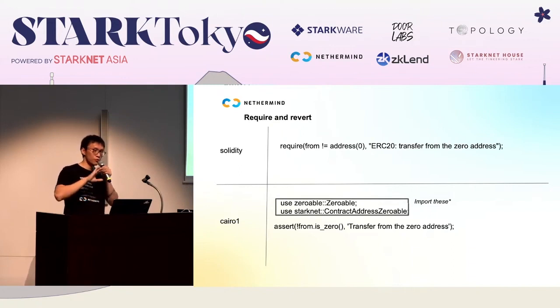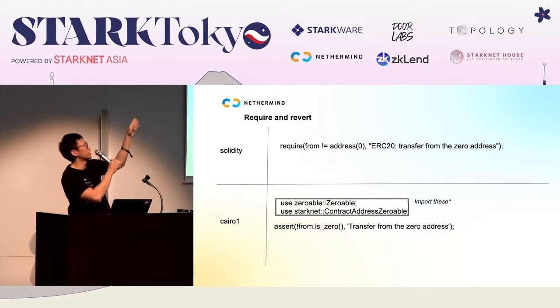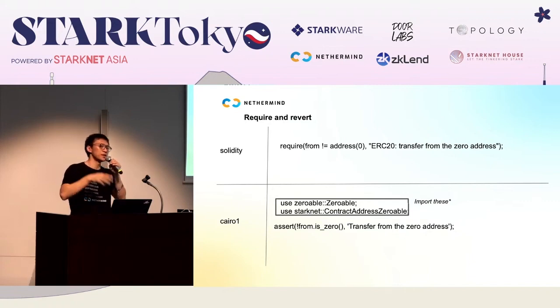And you also have require and revert in Cairo1. Just like here, in Solidity you put in require something and a string. In Cairo1, you assert and you put in a string. And this string is actually a short string, just like I mentioned before. It cannot be too long, but you don't need a too long error message, right? If it's too long, it's not gas efficient anyway. You can always point it to some documentation. So it's a single quote.